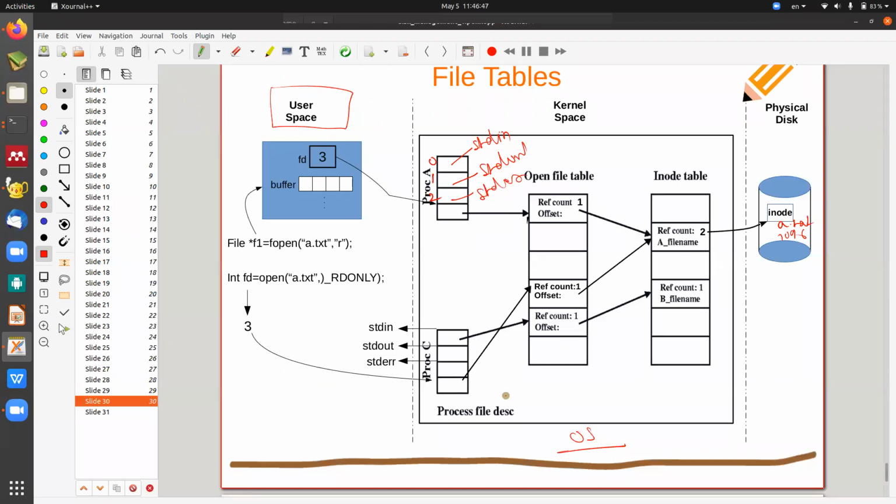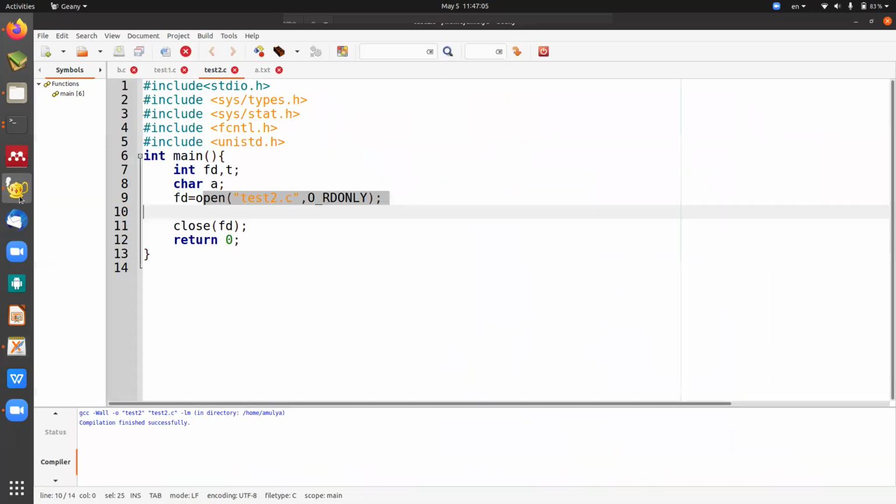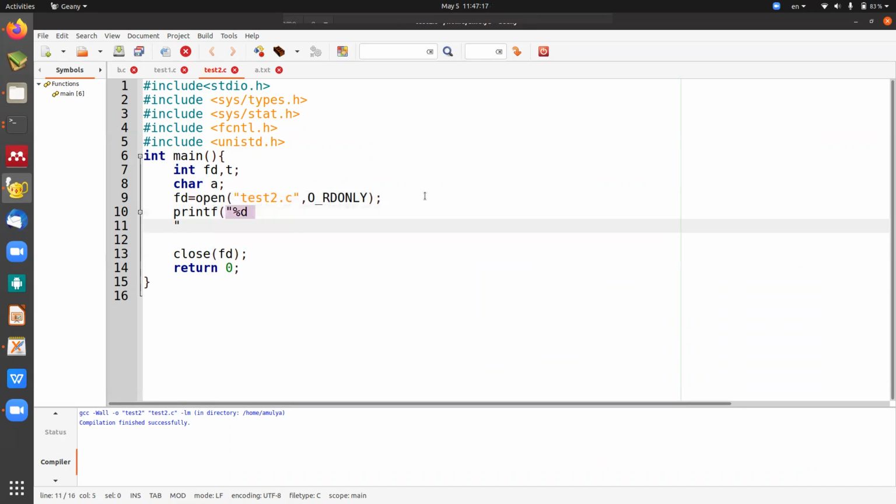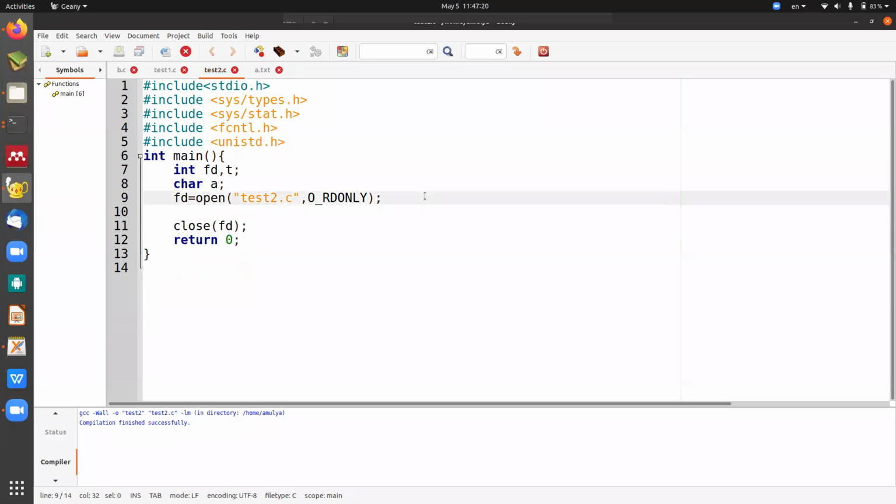When you open a new descriptor, where will it be created? At 3, right? Yes sir, thank you sir. Where will it be created? At 3, right? It was 0, 1, 2, now where will it be? It will be 3, right? We will see one by one. So when I open this file, my new descriptor should be stored where? In place 3. So printf, %d, comma, what am I writing?